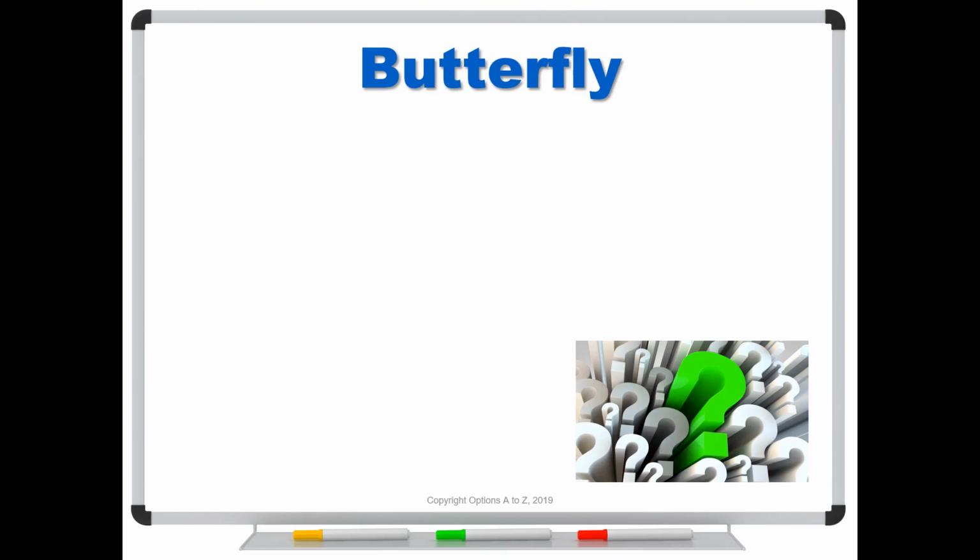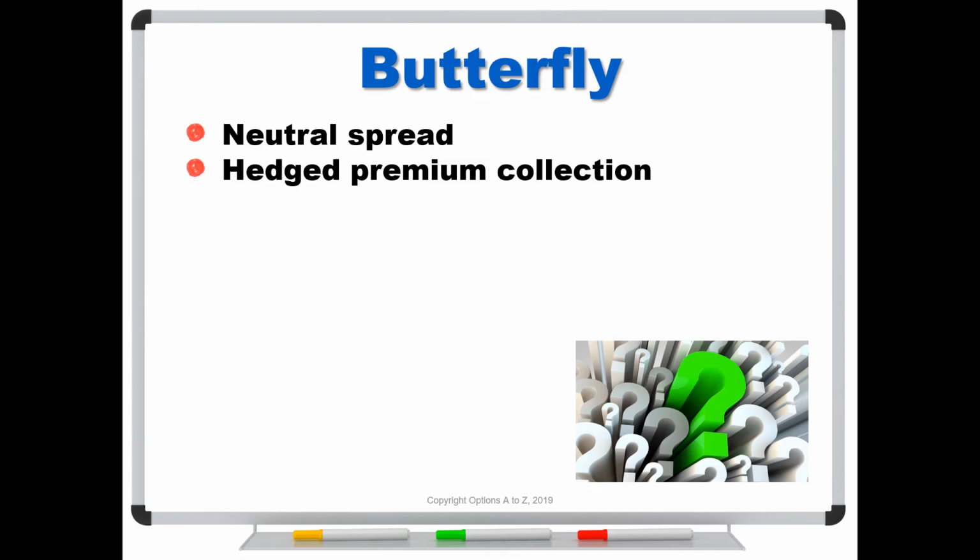So a butterfly strategy, what is it? Well, overall, it is a neutral spread. And neutral just means we're looking for that stock price to sit still. We're not expecting it to make a big move up or down. We want it to stay relatively quiet. It is among a family of what are called hedged premium collection strategies. Premium collection just means that we are after the extrinsic value or the time value of that option. We want to sell that option, but we don't want to sell it naked so that we have unlimited risk. So we'd like to attach a little insurance policy, and that's where the hedge is coming from.